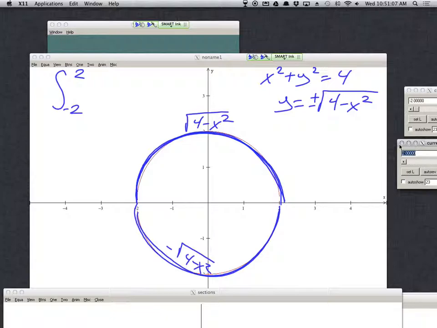So now, I can finish up my integral. What needs to be inside of it? The top minus the bottom. Top minus the bottom. So the top minus the bottom. That would give me the area of that circle.